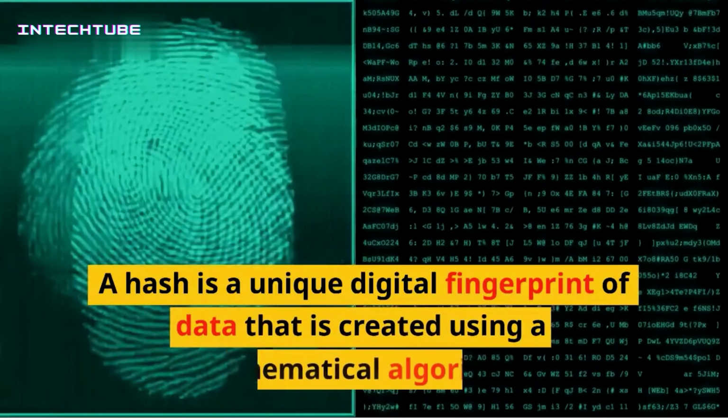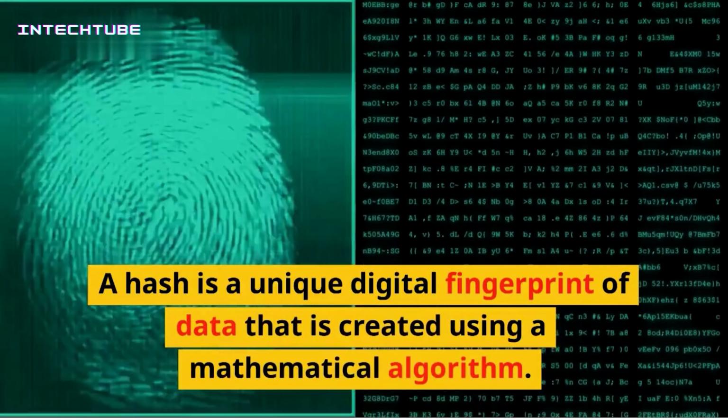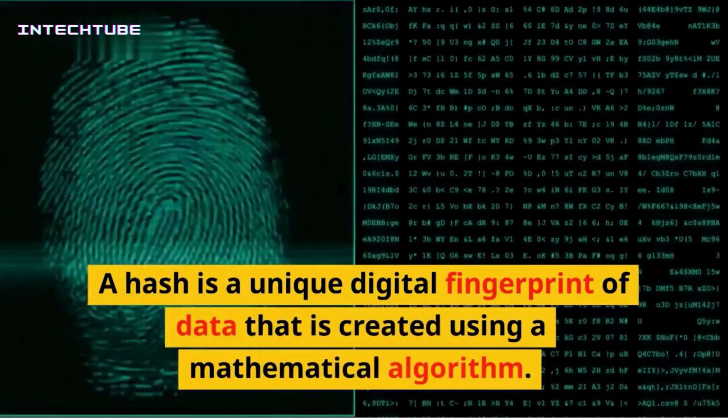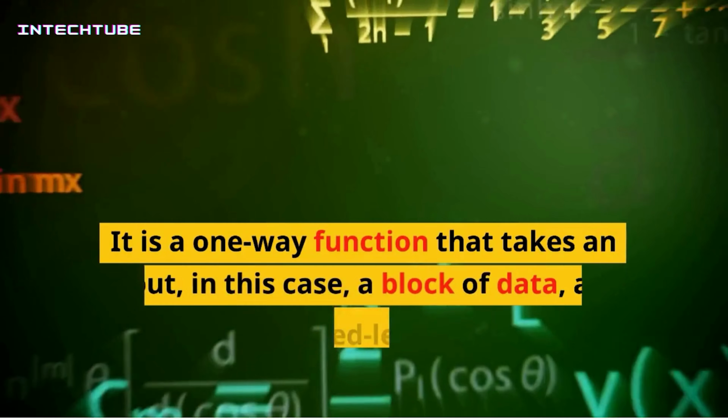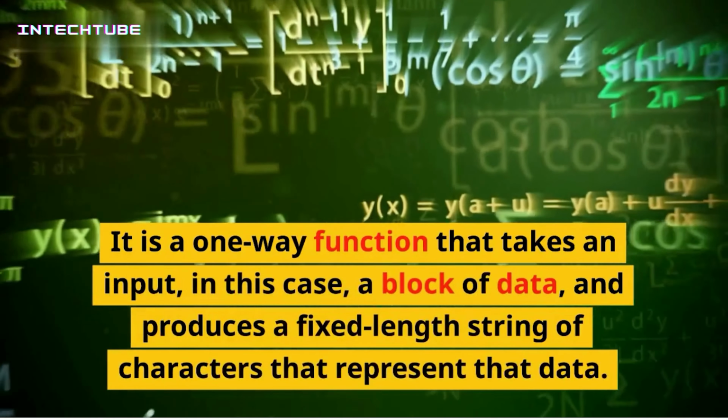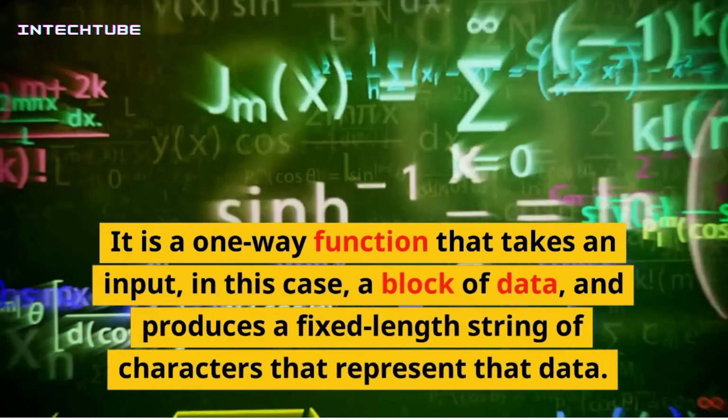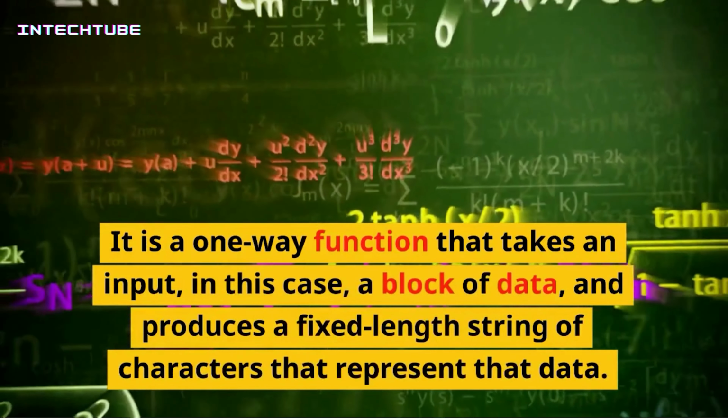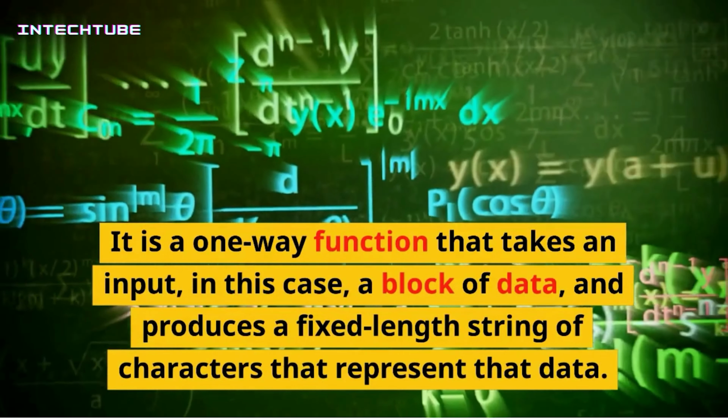A hash is a unique digital fingerprint of data that is created using a mathematical algorithm. It is a one-way function that takes an input, in this case, a block of data, and produces a fixed-length string of characters that represent that data.